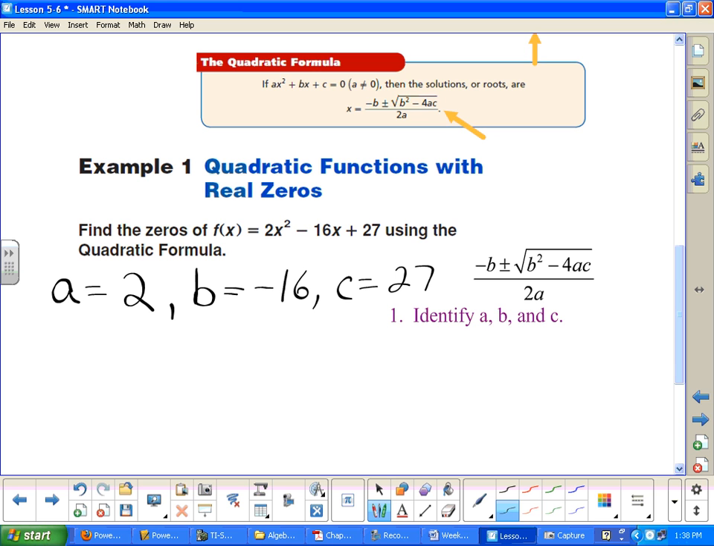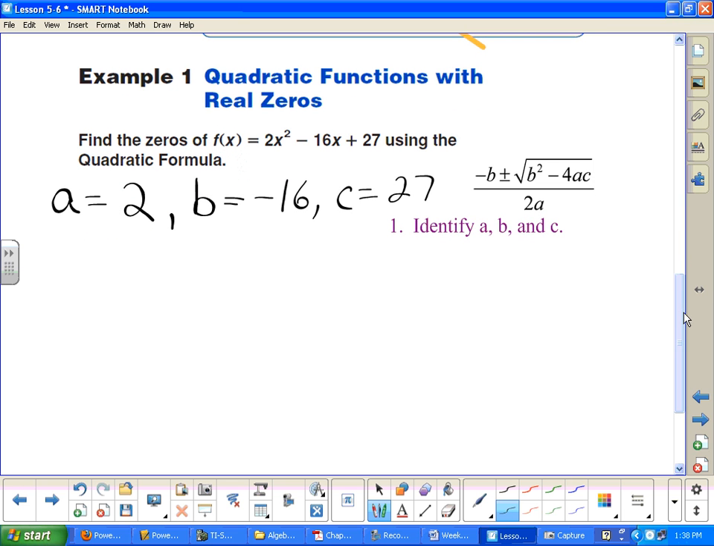And then once you identify them, all you have to do is plug them into the formula and simplify it. So this is just another way of solving a quadratic function, finding the zeros or solving an equation when it's equal to 0. You can do this for any of them and it works. Even if it's factorable, you could do this and it would work.